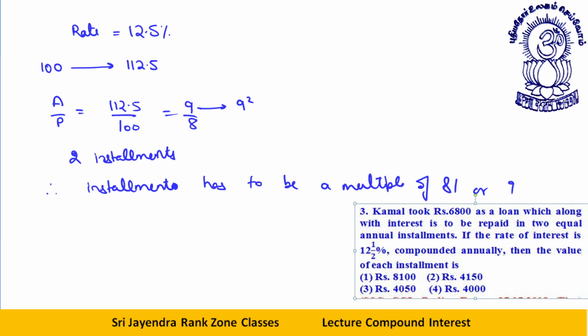So what I was saying is, installment can never be more than the principal itself. This is also rejected. They're not divisible by 9, not divisible by 9. This is divisible by 9 as well as by 81. This is your answer. Okay.